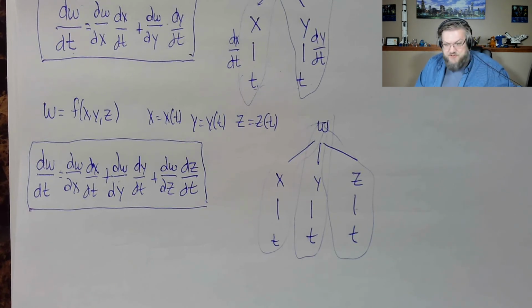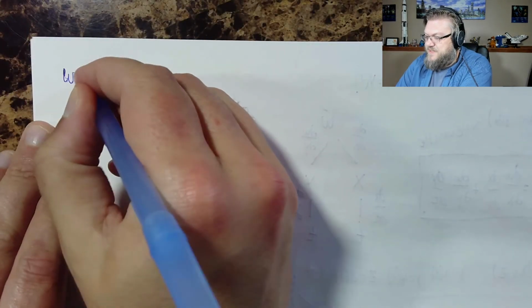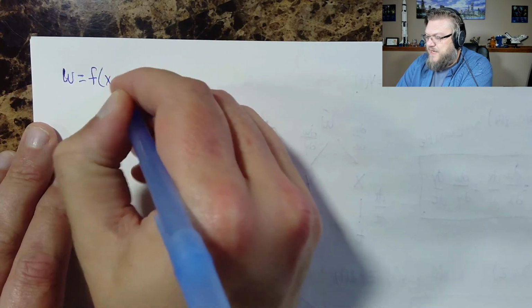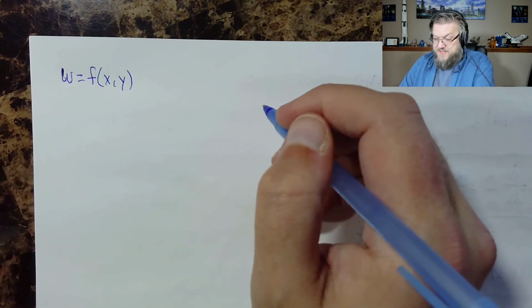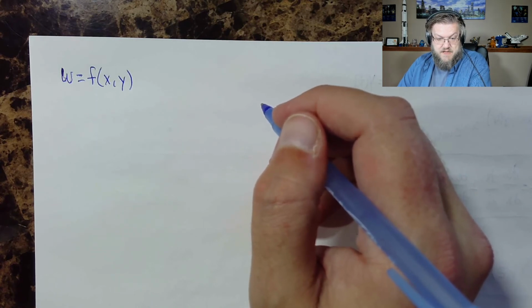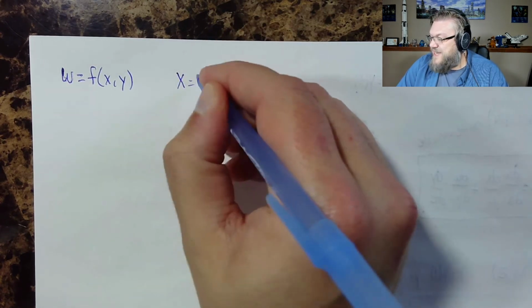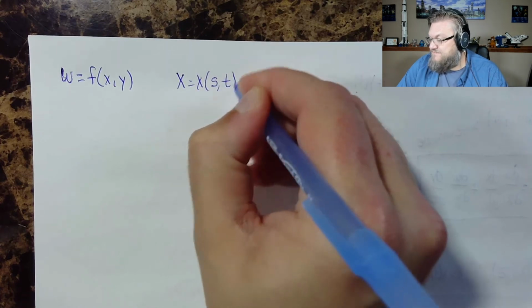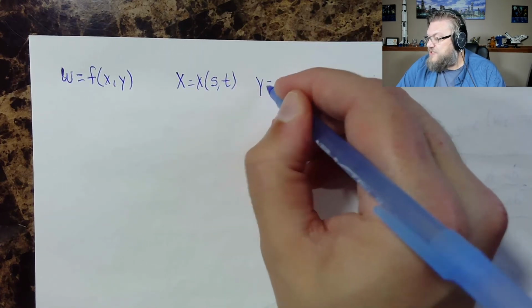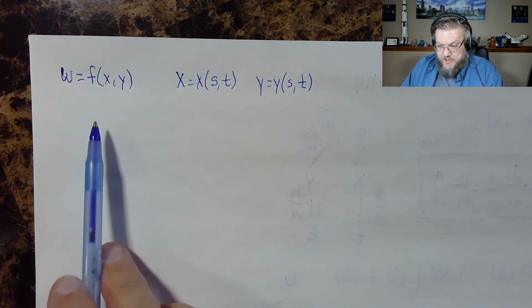I'll end the video with another scenario. Let's say that w is a function of two variables, x and y. But now x is also a function of two variables. Let me get a suggestion for a letter here in your book. Yeah. So suppose x is a function of s and t, and y is a function of s and t. Okay?